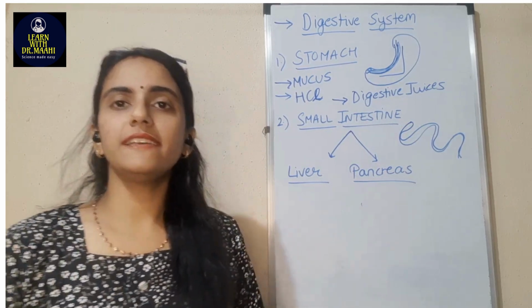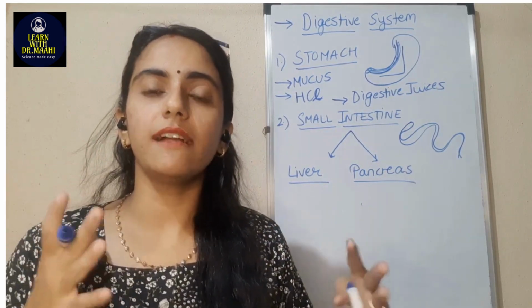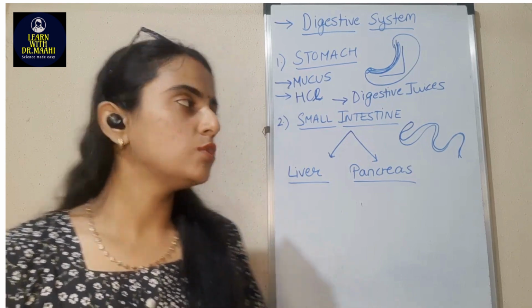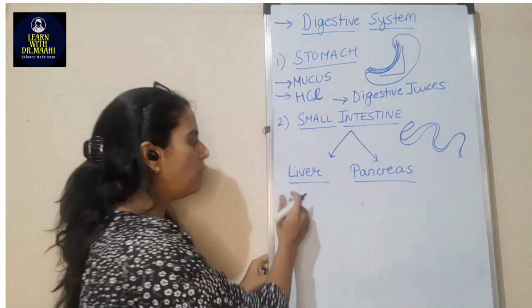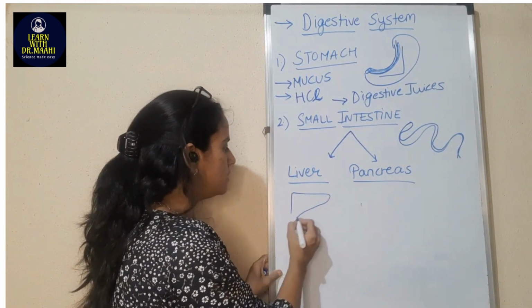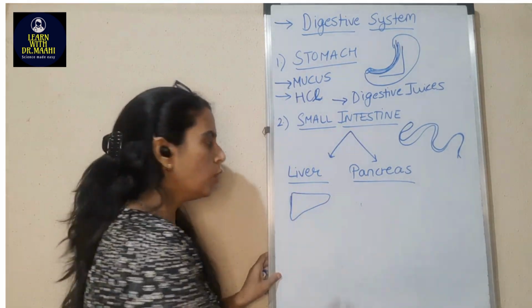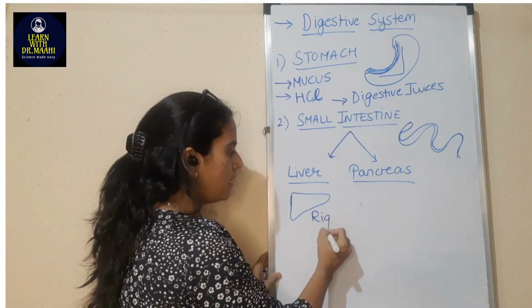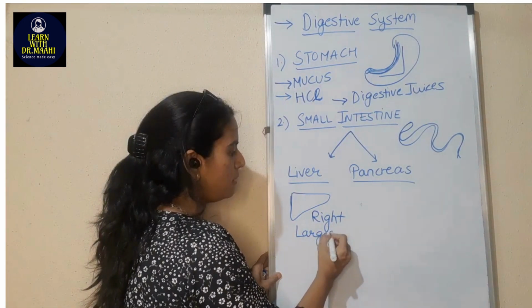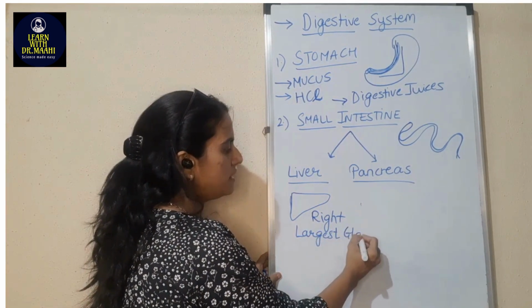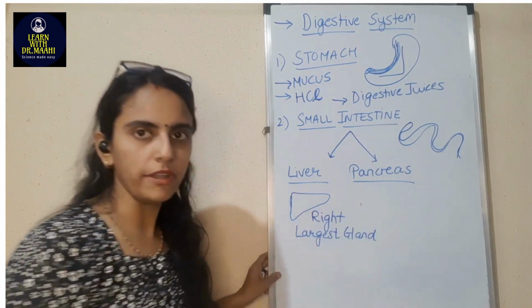Now small intestine consists of two big glands or two big organs, which are liver and the pancreas. Okay, so now how does a liver look like? A liver is a triangular shaped organ which is present on the right side of the abdomen, and it is the largest gland of the body. Okay, liver is the largest gland of the body.